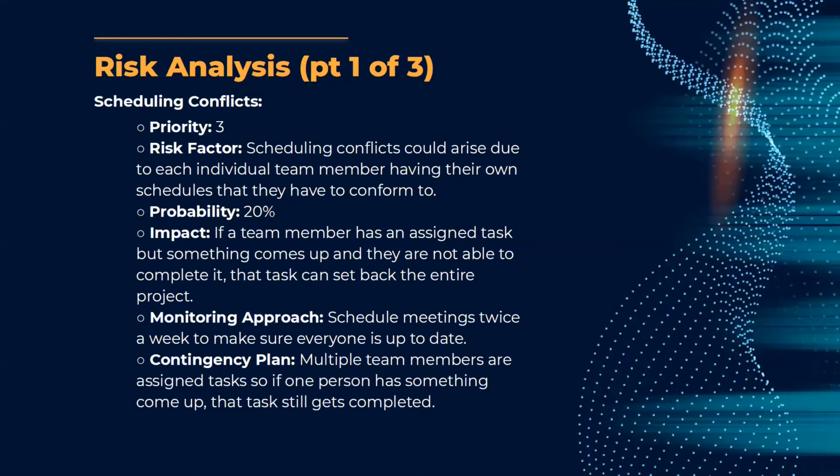Here is risk analysis, scheduling conflicts. Well, probability only 20% here. That's due to the fact that everyone is remote now, and we all had Discord on our phones. We didn't have to meet up in class or on campus. We could just hop on a Zoom call whenever we wanted. So it wasn't too bad.